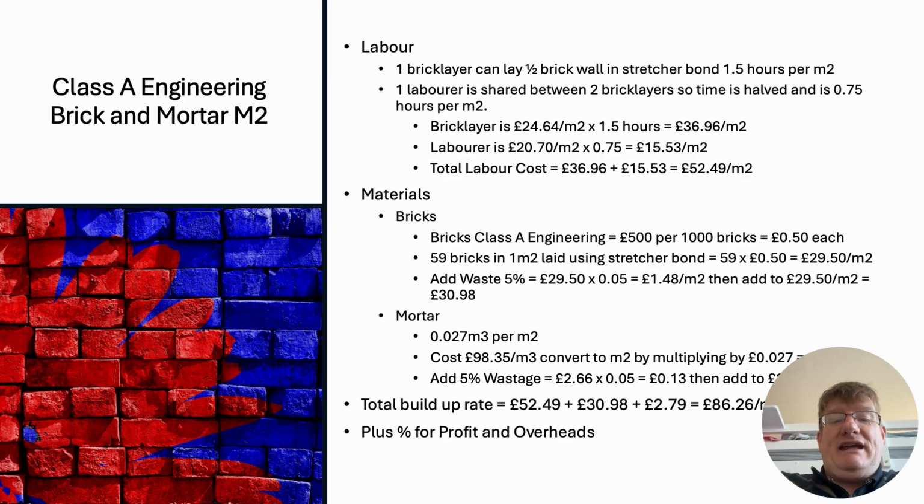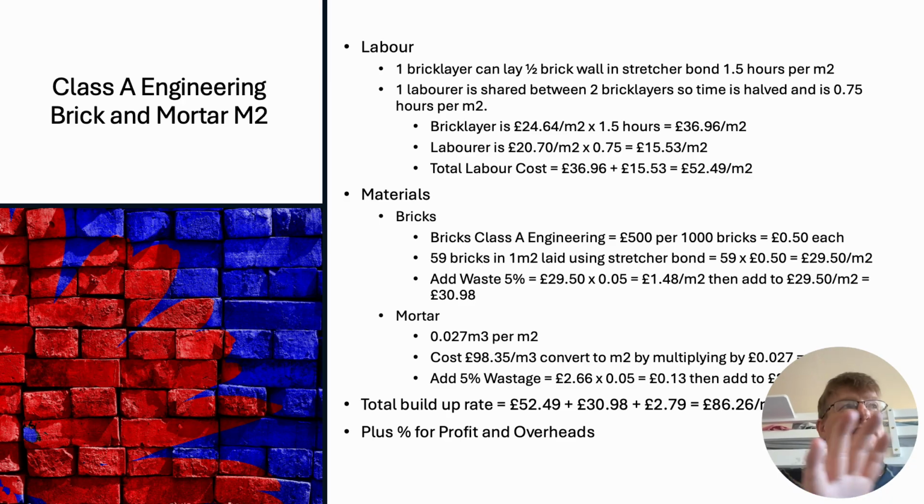So one bricklayer can lay half a brick wall. That's a brick wall in stretcher bond. 1.5 hours per metre squared. Again, I've taken that from quite an old book that I had. I think it could be a bit quicker these days, but if you want to use 1.5 or 1.3, 1.4, that's fine. It would be there or thereabouts per metre squared.